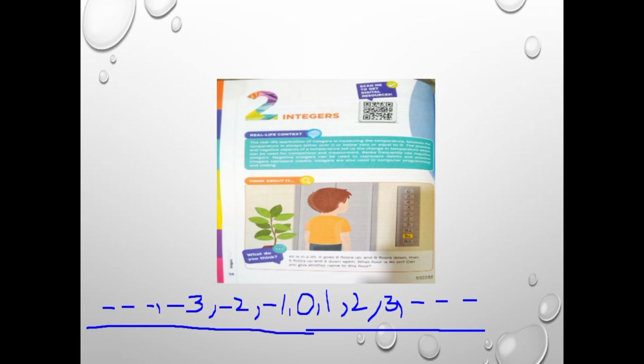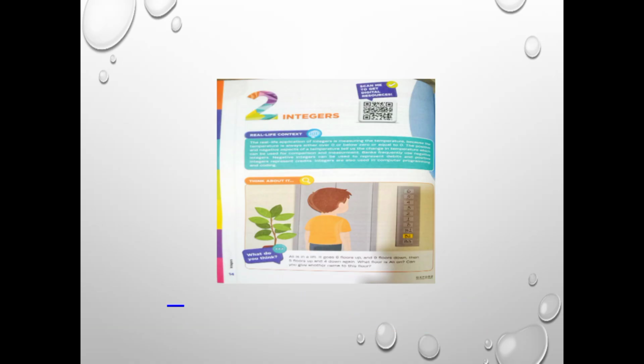Now think about money. If you have 100 rupees, this is positive. If you borrow money, you owe someone minus 100 rupees. Positive money you have, negative money you have to give back. For example, if I borrow 100 rupees from a friend, I don't have it, I must return it. So we represent it as minus 100.